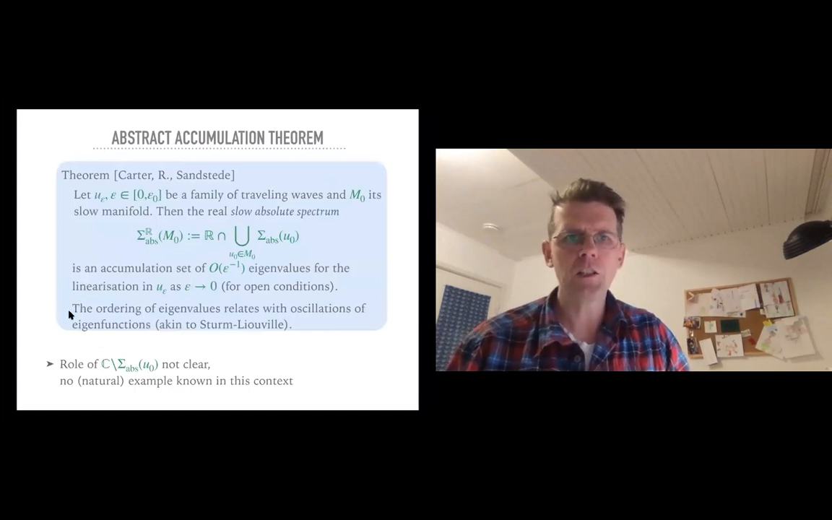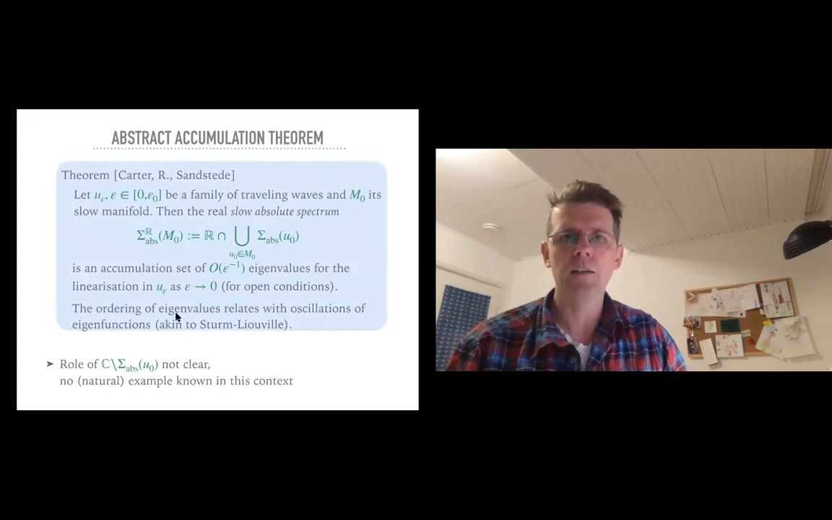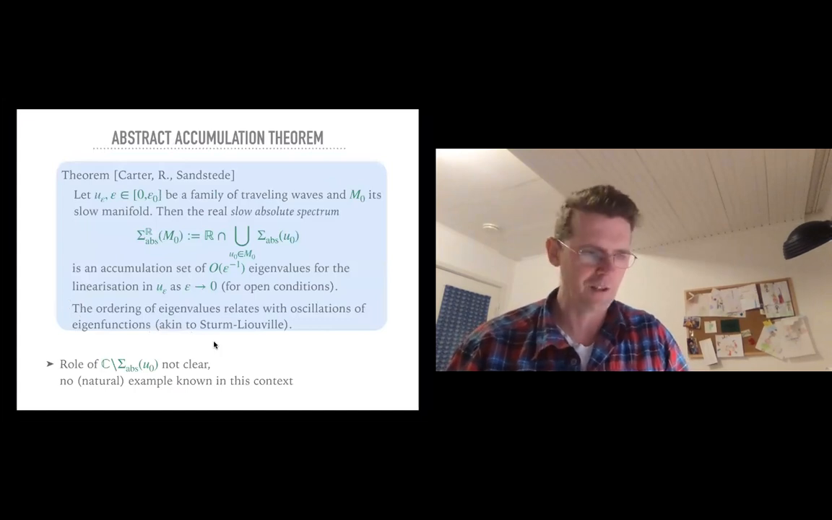And maybe as an additional statement about this, it makes certain connections to things you know: these accumulations, or the ordering of the eigenvalues, are associated with oscillations of the eigenfunctions, similar to Sturm-Liouville theory. Okay, so that's the goal of this talk. I try to explain some bits and pieces of these results, and particularly a specific one for FitzHugh-Nagumo.